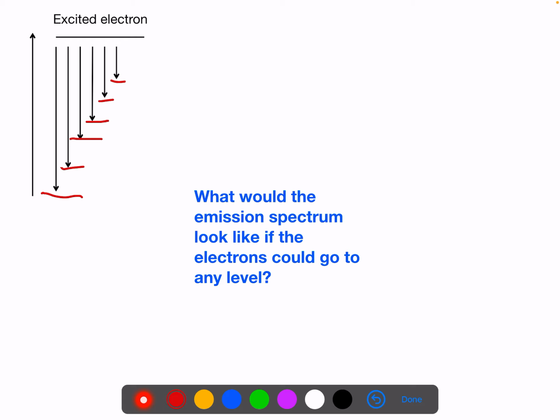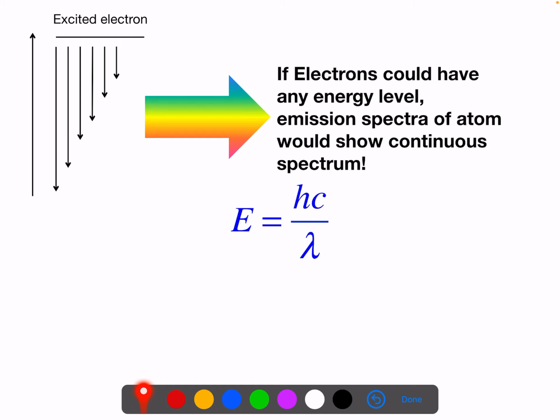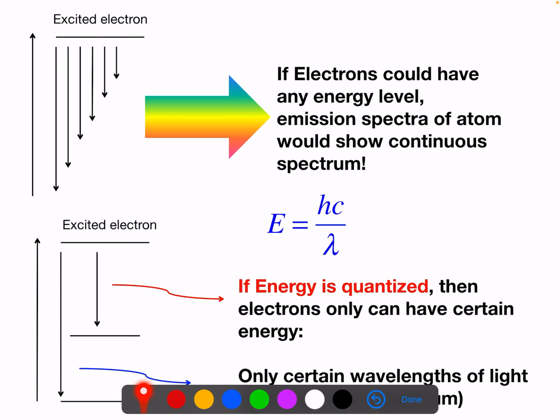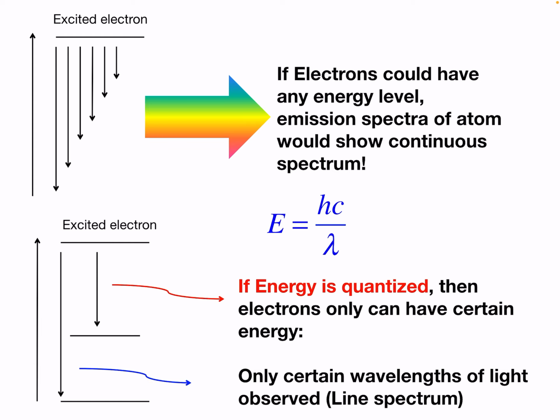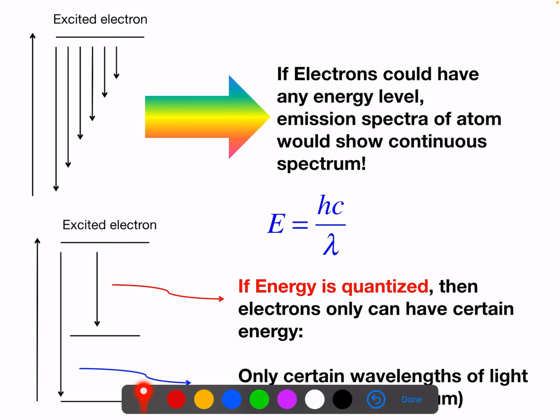If you think about that, if the electron can go to absolutely any level, what you'd have is a photon of light that corresponded to every single wavelength of light. And so what you'd end up with is a full white light rainbow of colors. So if it was possible for an electron to be at any energy level, we'd expect a rainbow, which is not what we see at all. And this is one piece of evidence that energy must be quantized.